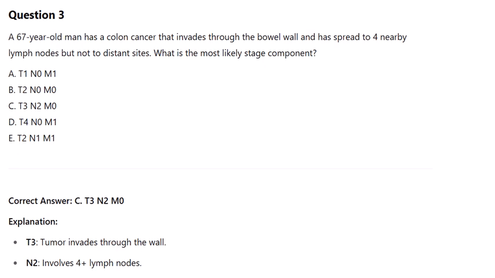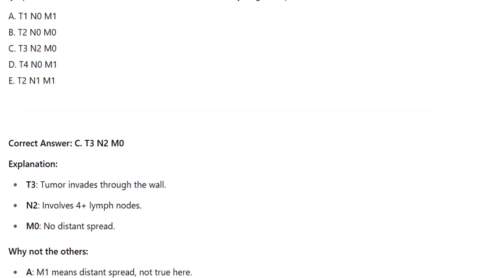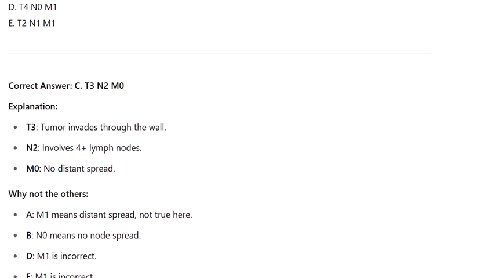Explanation. Tumor invades through the wall. N2 involves 4 plus lymph nodes. M0, no distant spread. Why not the others? M1 means distant spread, not true here. B. N0 means no node spread. D. M1 is incorrect. E. M1 is incorrect.